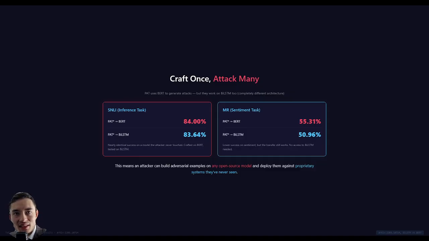And because PET does not require querying the target model, an attacker can generate adversarial examples entirely offline, using any locally available pre-trained model. They can refine them until they work and then deploy them in a single pass with no prior interaction with the target model, making the attack very difficult to detect until it has already succeeded.